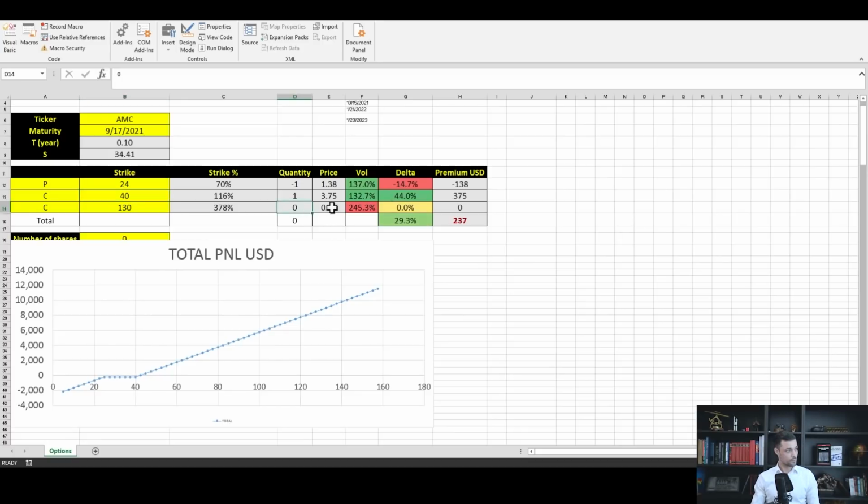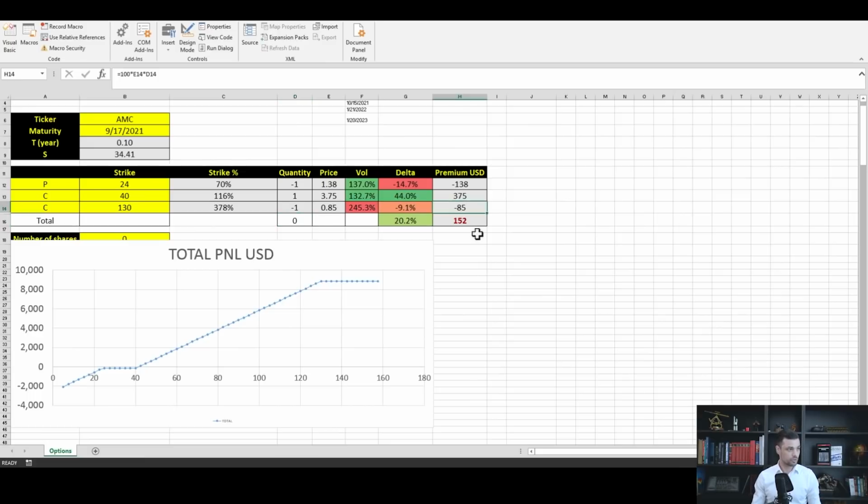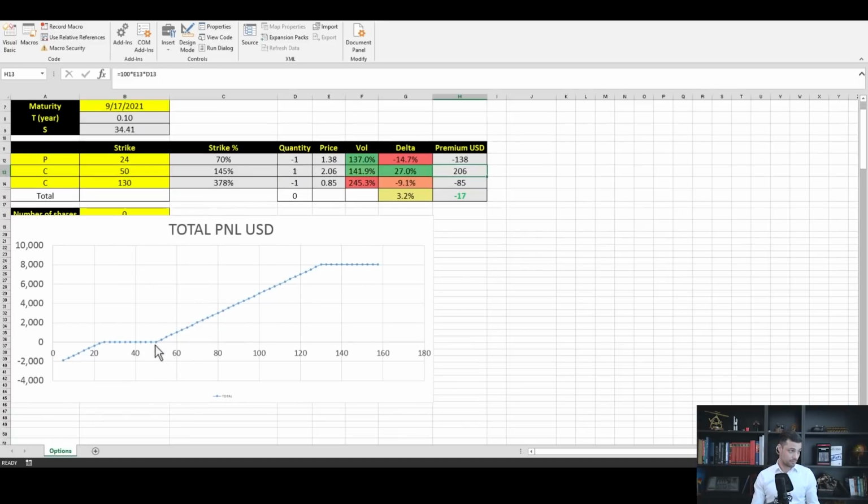So here we sell it, bam. And by doing that, we reduce again the premium we pay. By doing that, you're going to pay $150 in premium, and you can make up to 8,000, even 9,000 US dollars if AMC goes to 130. What you can do as well, if you don't want to spend any money, you go to the 50 strike, and now it's for free, because the 50 strike call is less expensive than the 40 strike call. The only difference is that you're going to start making money only here.